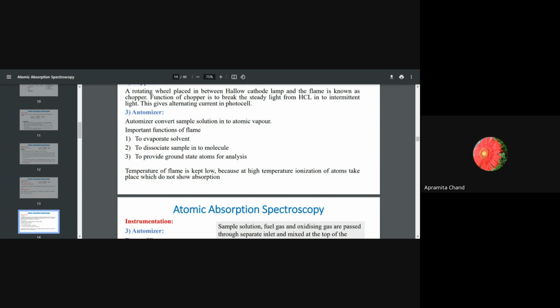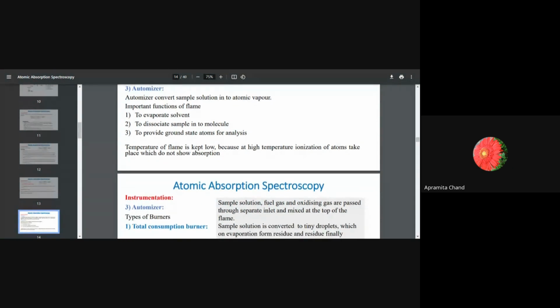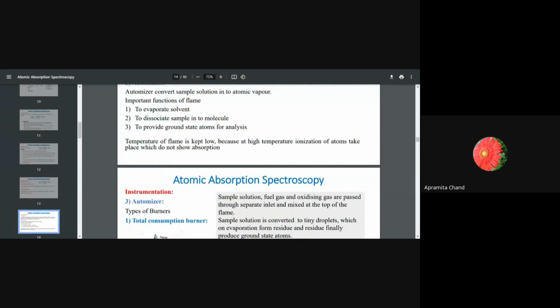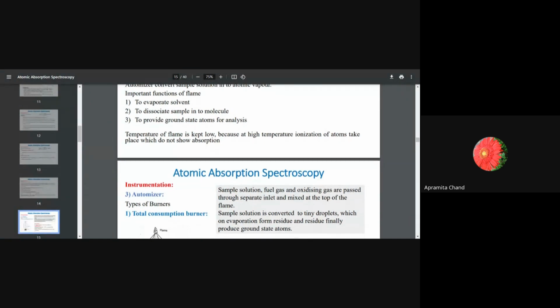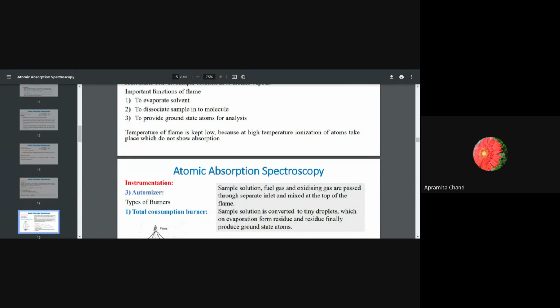As we talked about earlier, the atomizer converts the sample solution into atomic vapor. And finally, the flame has some important functions. First, it has to evaporate the solvent, it has to dissociate the sample into molecules, and to provide the ground state atoms for analysis. Also, the temperature of the flame is always kept low because at high temperature, ionization of atoms will take place and they will not show absorption.